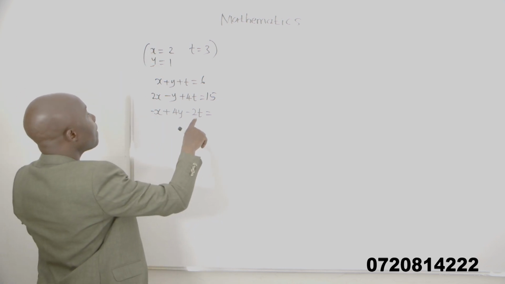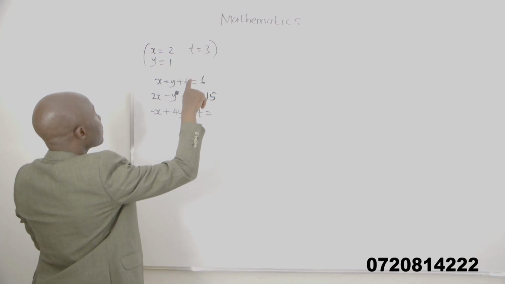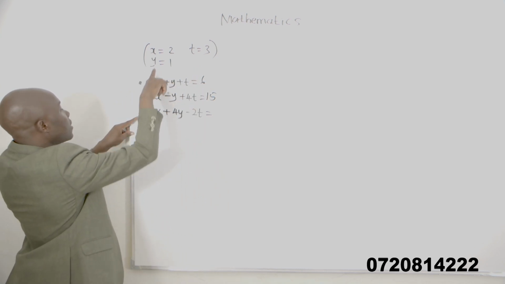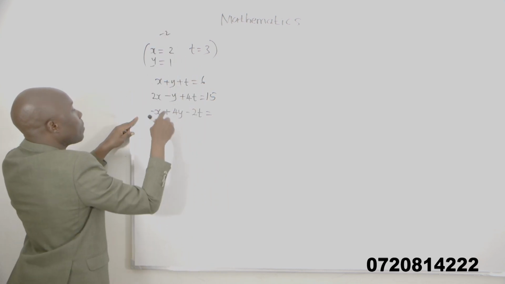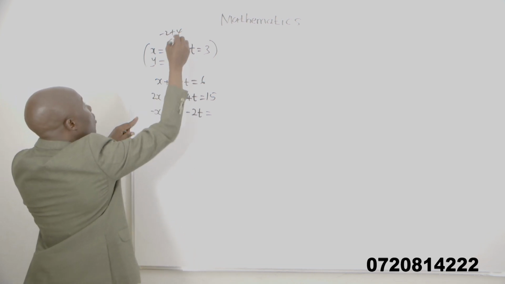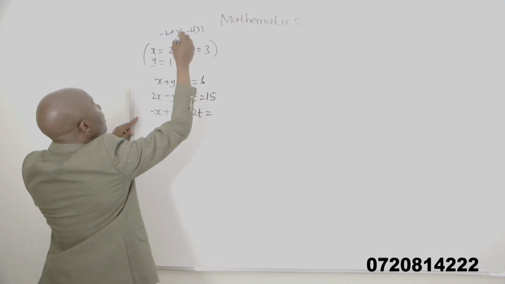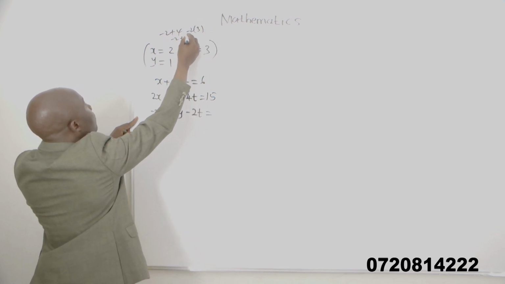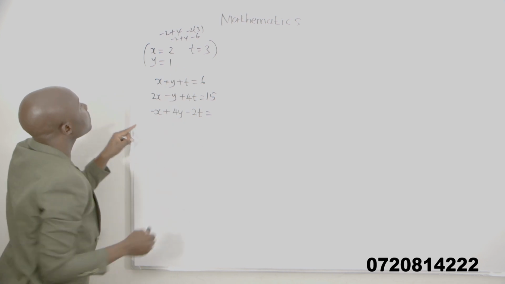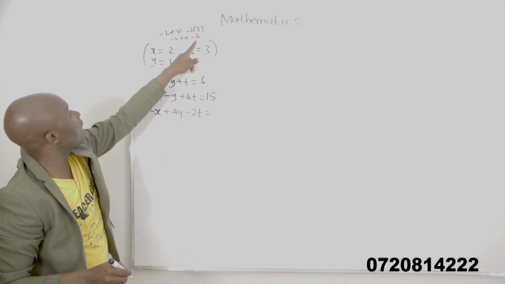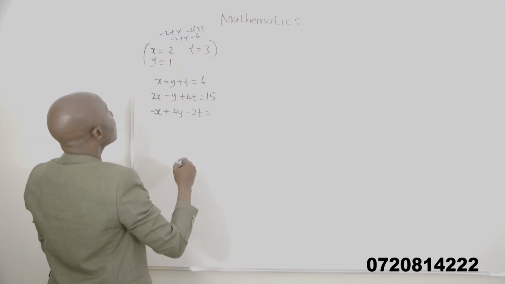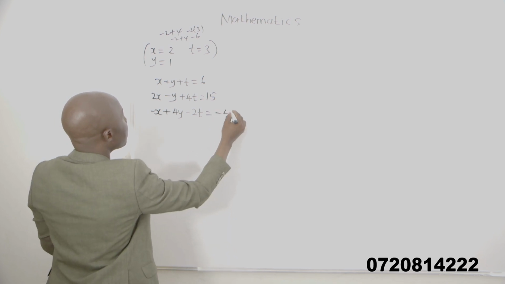So 2 plus negative 2 times t. What did I say? Minus x, which is minus 2 plus 4y plus 4 minus 2 times t, and t is 3. So this is minus 2 plus 4 minus 6. So it's like 4 minus 8, which is minus 4. Yeah, the answer should be minus 4.